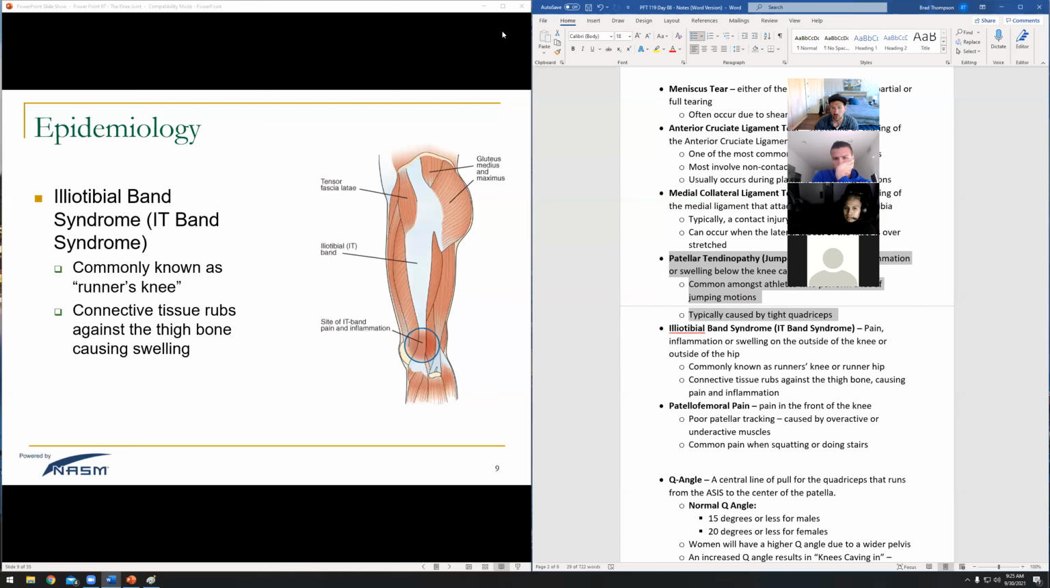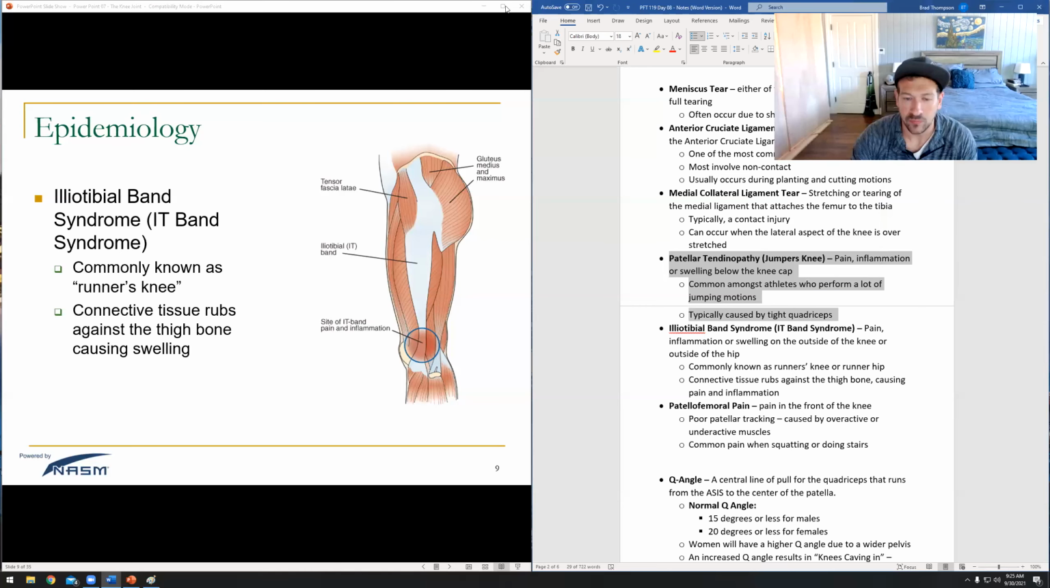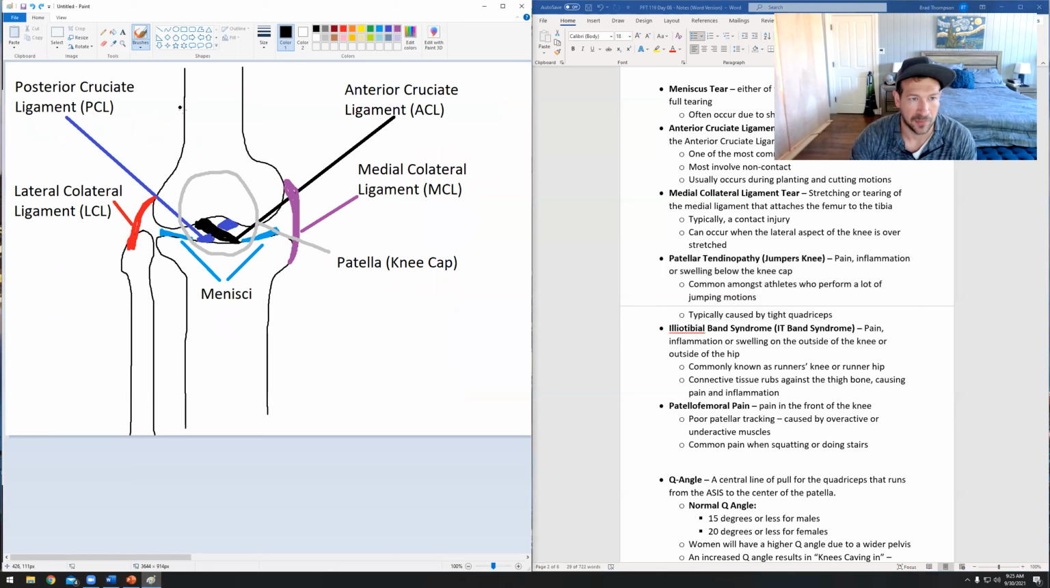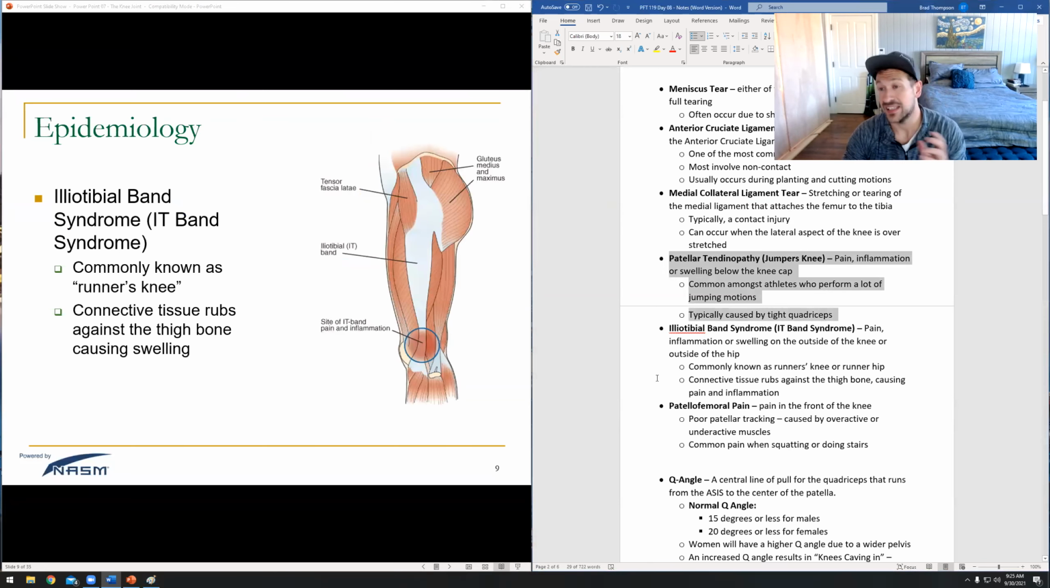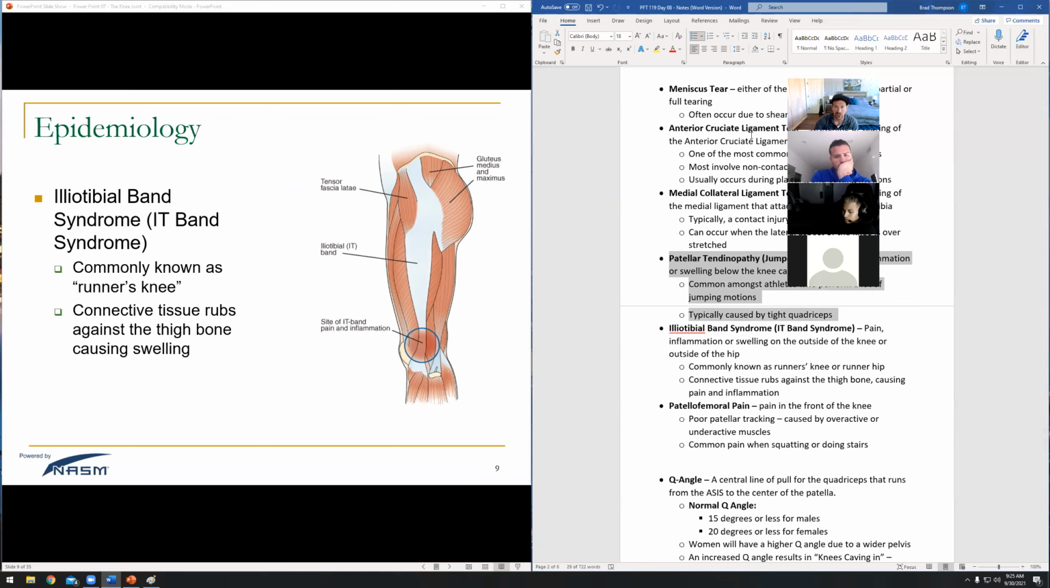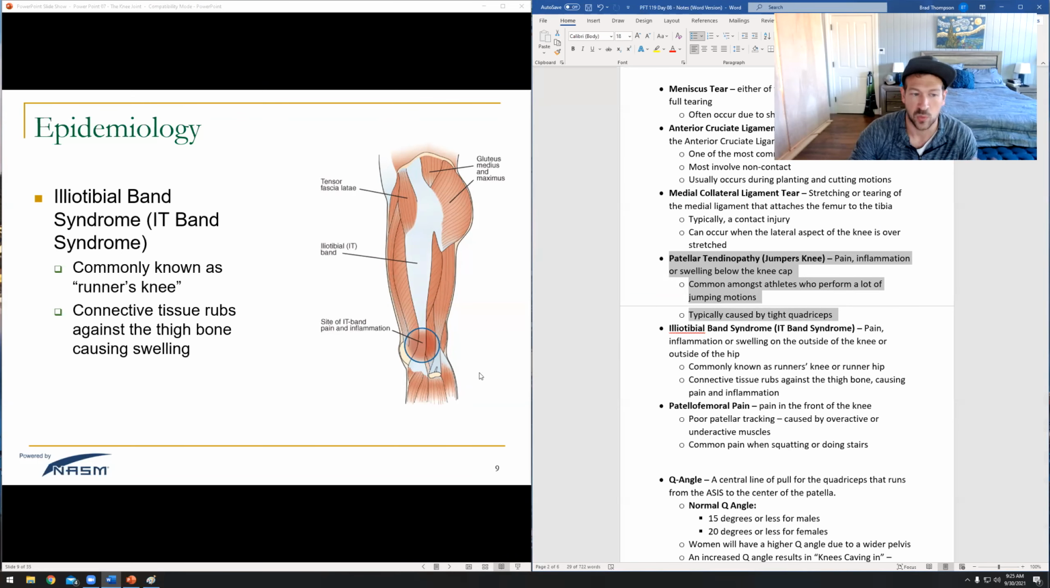It's this fascia rubbing along right here, because it basically runs down and wraps around the outside like that. If it rubs on this little knob right here, it's going to get really inflamed and feel very damaging. So often we call this runner's knee. It's iliotibial band syndrome. We call it runner's knee because it's way easier to say. It's where the connective tissue rubs against the thigh bone, and that causes swelling and inflammation and pain.